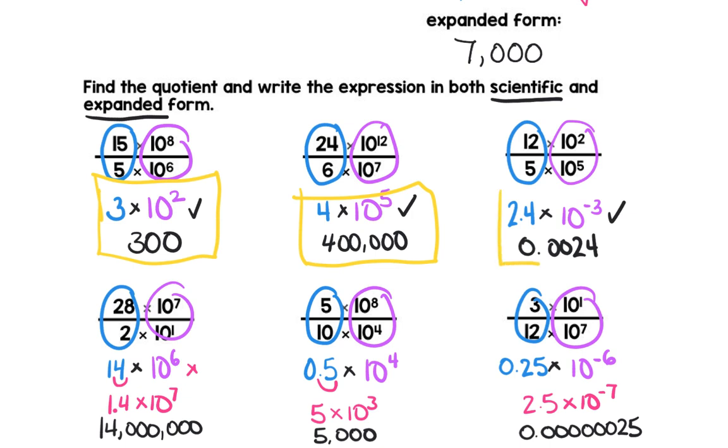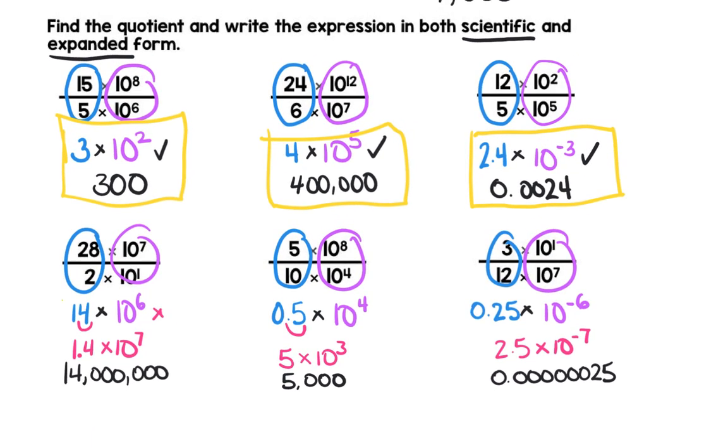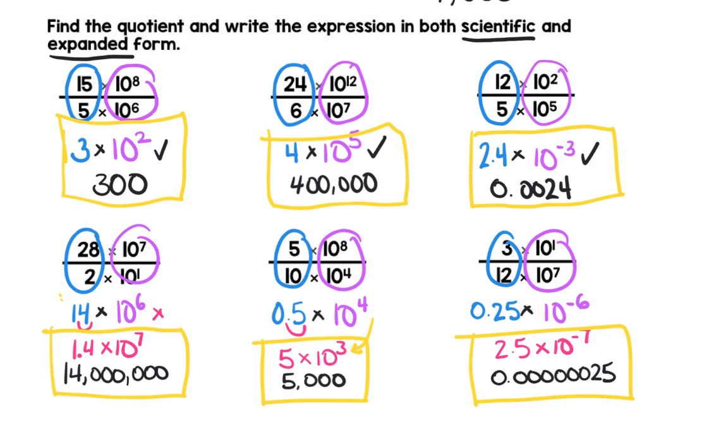2.4 times 10 to the negative third power. When you put this in standard form, you're moving the decimal place 3 places to the left. For the next one, it ended up being 14 times 10 to the sixth power, which was not in scientific notation. You need to move that decimal place 1 place to the right and add the exponent. The next one also wasn't in scientific notation. It was 0.5 times 10 to the fourth. You needed to move that decimal place 1 place but to the left, so you subtracted 1 from that exponent right there. Same thing with the next one. You will have to subtract 1 from that exponent as well.